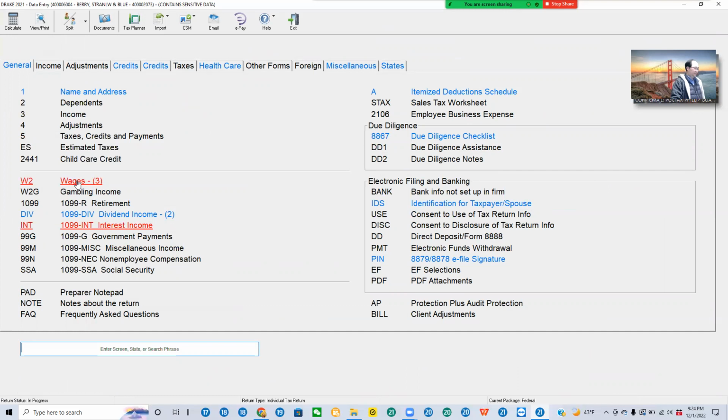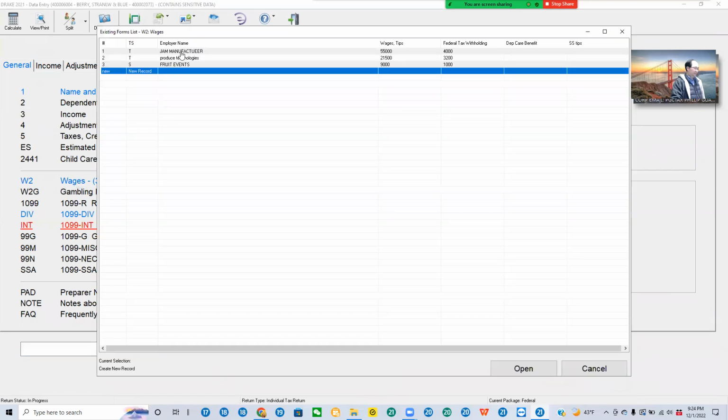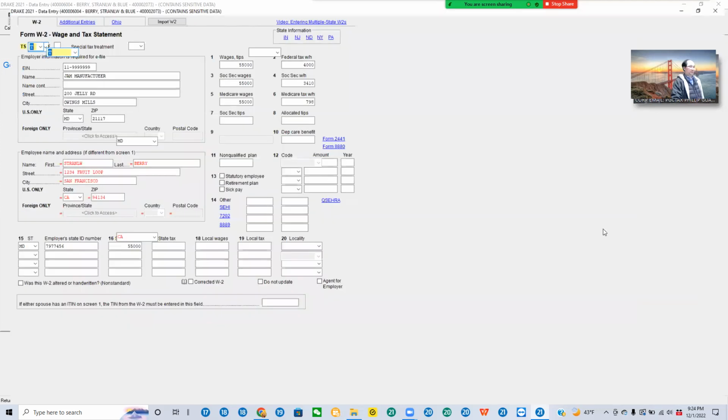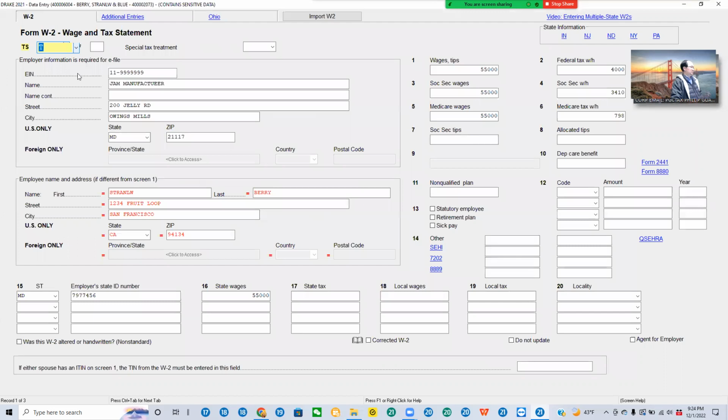Go to W2. The first one, as you can see, the taxpayer has 2 W2s. Here's the first W2. You choose T for taxpayer, S for spouse. The EIN, the name, address. This one you don't need to input.